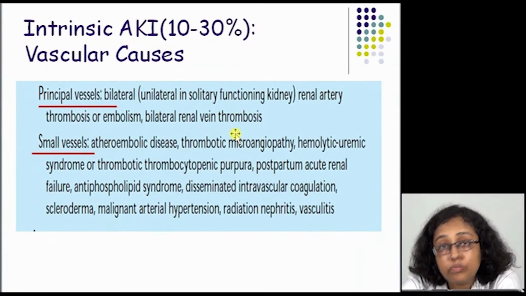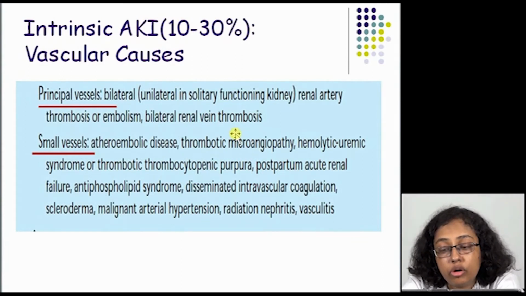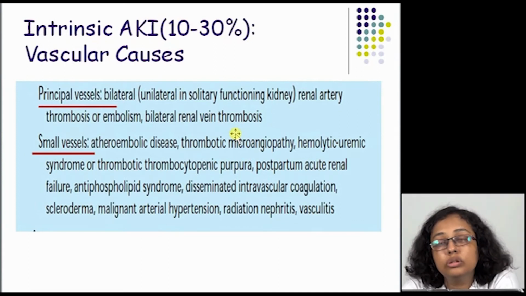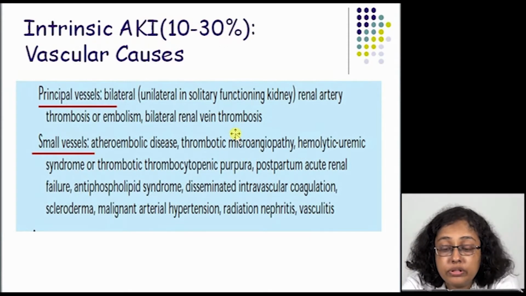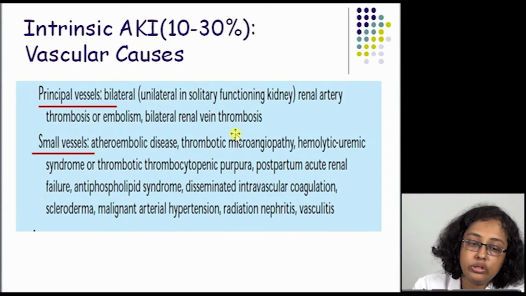Sometimes the blood vessels, the smaller blood vessels or the larger blood vessels may be affected. When the large vessels are affected, like renal artery thrombosis or bilateral renal vein thrombosis, this can lead to acute kidney injury. Small vessels may be involved in situations like thrombotic microangiopathy due to hemolytic uremic syndrome or thrombotic thrombocytopenic purpura. Antiphospholipid syndrome, rarely DIC or even vasculitis can involve the small vessels in the kidney and lead to acute kidney injury.